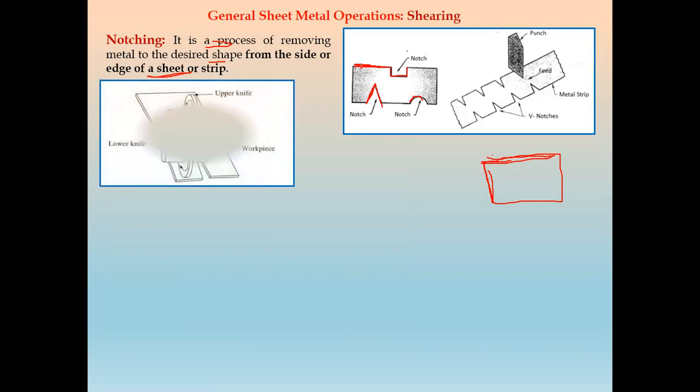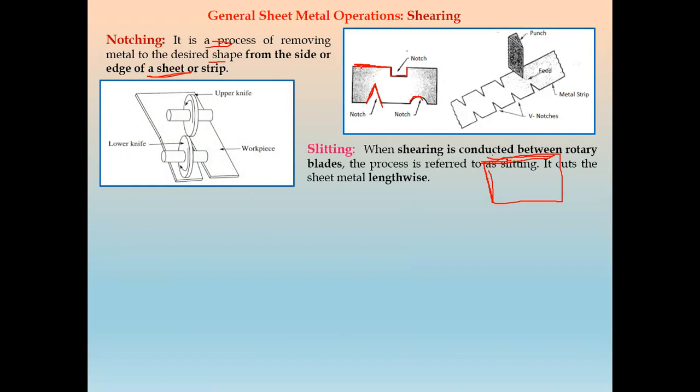Now the next operation is slitting. So we have an upper knife, this is the lower knife, and we have a workpiece. When shearing is conducted between two rotary blades, so this is one rotary blade, this is another rotary blade, shearing or cutting done between two rotary blades is referred to as slitting.